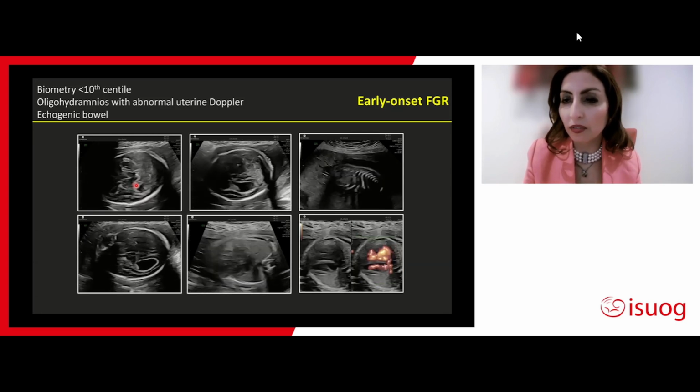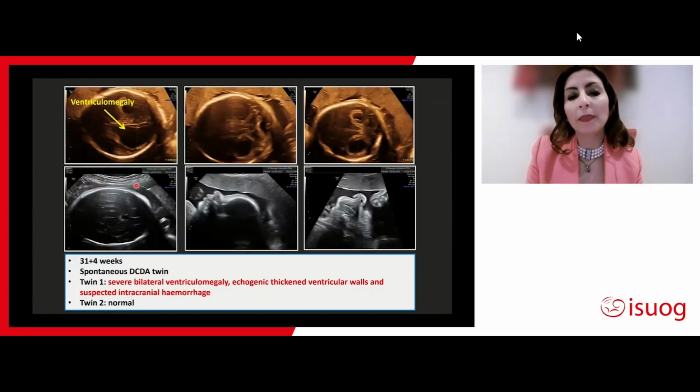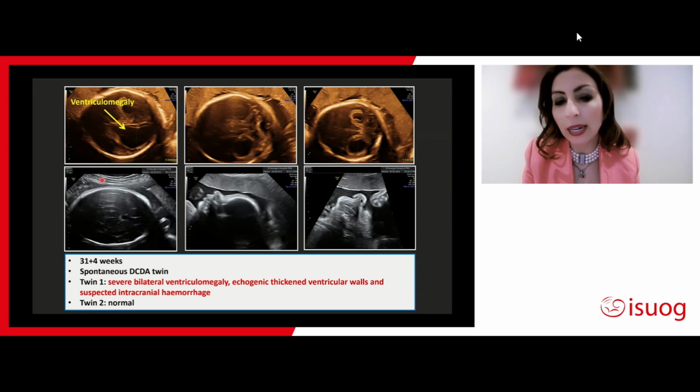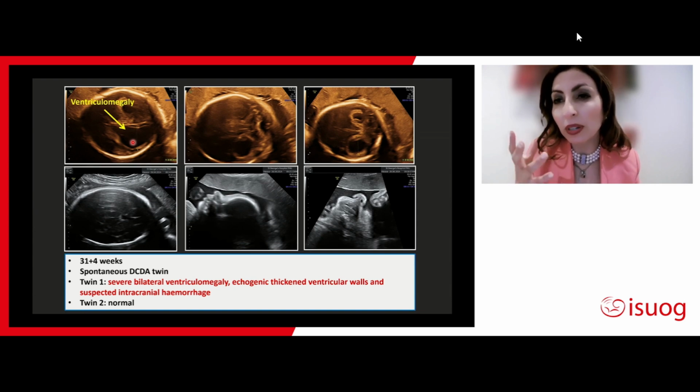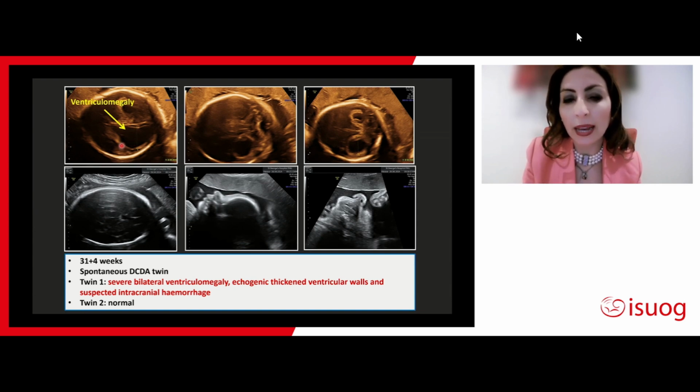which made me suspicious of congenital CMV infection. And there's another case, a twin pregnancy at 31 weeks, spontaneous dichorionic twins, which was referred because one of the twins had bilateral severe ventriculomegaly. You can see here that each twin was scanned in a different color. One twin had the ventriculomegaly, also thick echogenic ventricular walls, and some suspicion of intracranial hemorrhage, and the other twin was completely normal.